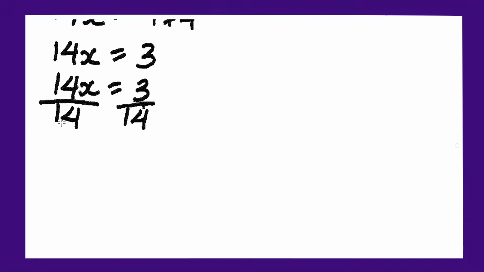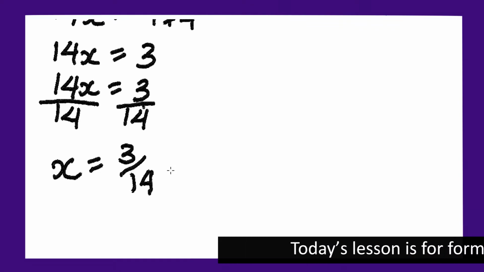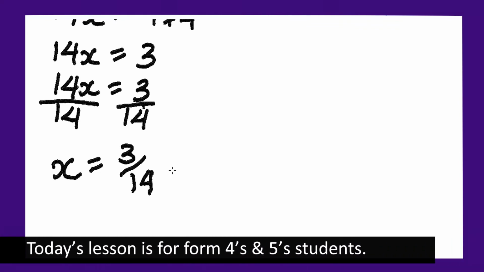So here we have it. 14x divided by 14 leaves us with x. And here we have 3 on 14. Which can be converted into a decimal. Yes, it can. Do you know how much that is? No? Well, let me check on my calculator. That's 3 divided by 14. Remember, students, you can use your calculators for speed.